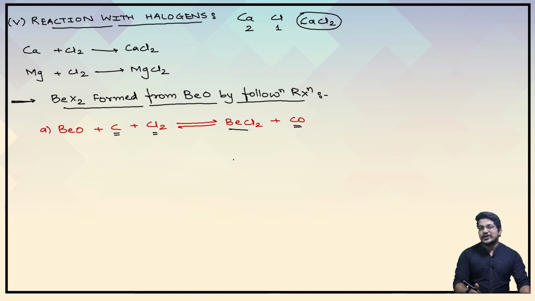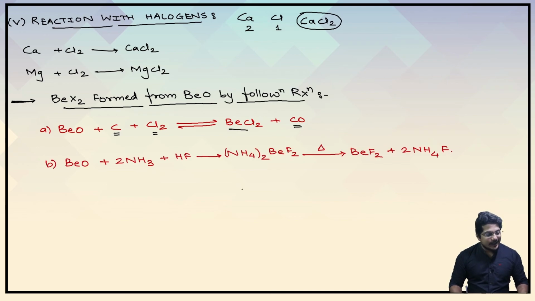Okay, the next reaction for production of fluorides, specifically beryllium fluorides, then check करो क्या आएगा. Beryllium fluoride अगर बनाना है तुम्हें, then you would take BeO, which is beryllium oxide, plus 2 ammonia, that is 2NH3 plus HF. अच्छा, what it would give you? It would give you an intermediate compound which is (NH4)2BeF4. Okay, this on heating gets converted into BeF2 plus NH4F.